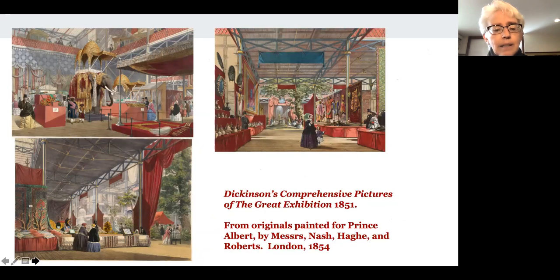Here are some fantastic pictures that were published by Nash, Haghe, and Roberts. They were called Dickinson's Comprehensive Pictures of the Great Exhibition, and they were originally painted, commissioned by Prince Albert. I've selected some that focus more on the Orientalist aspect of the exhibition, the interest in the Middle East, the Far East, India, and so on, which of course, by this time, India was the jewel in the crown, as they say, of the British Empire.